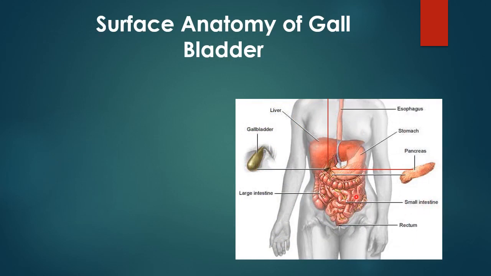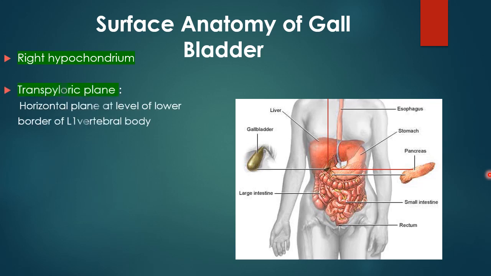Okay, this is an important diagram to show you the location of the surface anatomy of the gallbladder on the patient. There are a few landmarks that must be considered. First is that it is located in the right hypochondrium, right subcostal margin here. Then it is also at the transpyloric plane, which is indicated by this red line here, which runs through the pylorus of the stomach at the lower border of L1 vertebra.